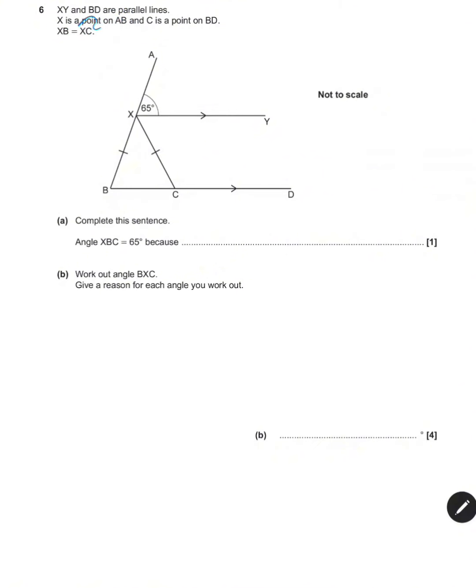All this information is just explaining the diagram, and I usually find it easy just to work from the diagram. We're being asked about angle XBC, so X to B to C is this angle. We're told it's 65, we just need to explain why. That is called a corresponding angle, and you just need to learn your types of angle for that. Second part of the question is to work out BXC, so BXC, we're looking for this angle.